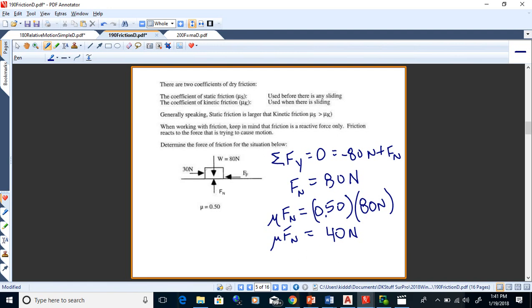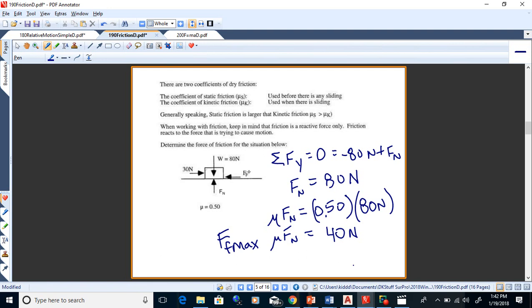So what's the force of friction on that one? 10. What's that? 10. How about, the force of friction is, you calculate the mu Fn bit. So what do we got? 20? Yeah, a lot of possibilities out there, aren't there? Now, what mu Fn is, that's the maximum possible force of friction. That's as high as it can go.